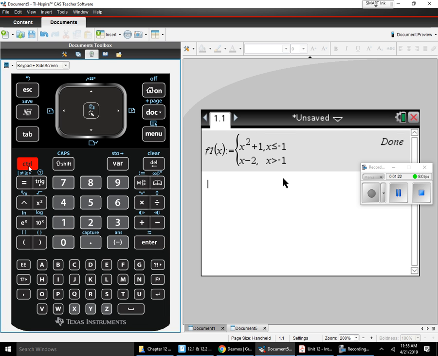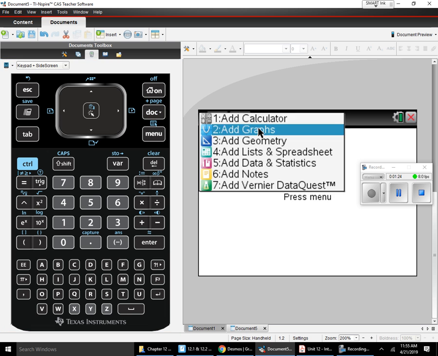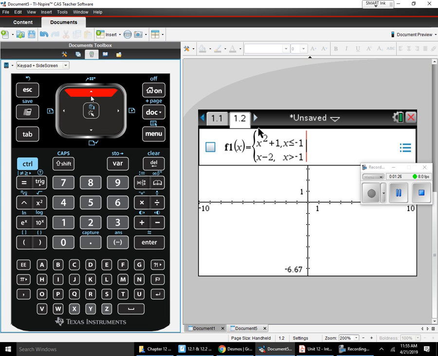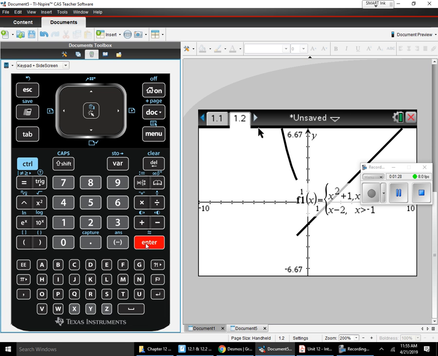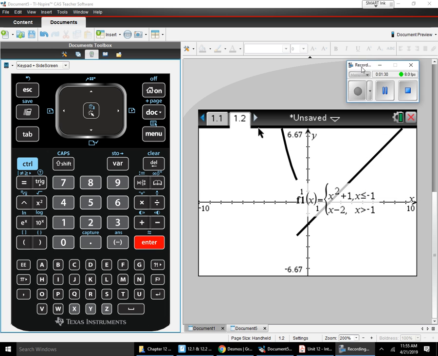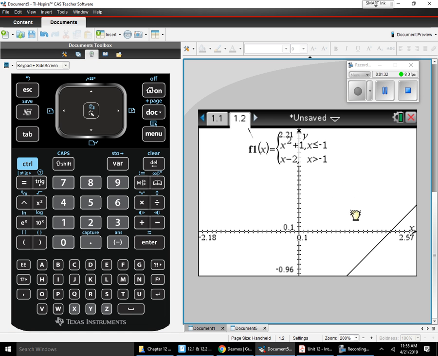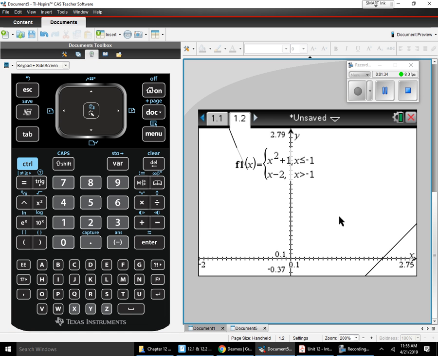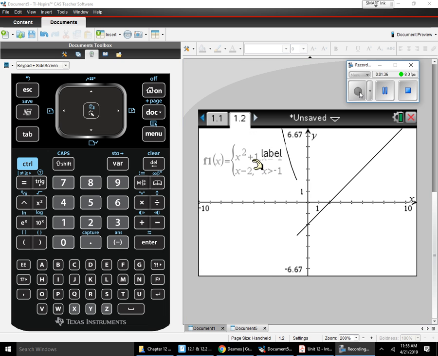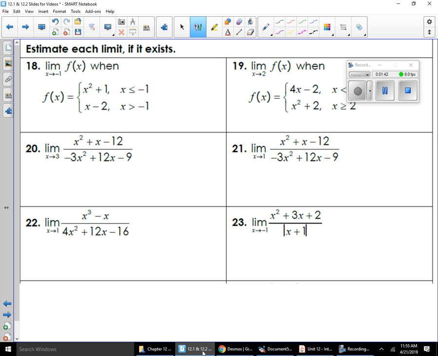It's done. Control plus page add a graph will give me a pretty picture of my piecewise function. There it is. And so without even pulling up a table, without doing anything extra at all, except zooming in way too far, there we go, we can see that this has a jump discontinuity. So this limit does not exist.